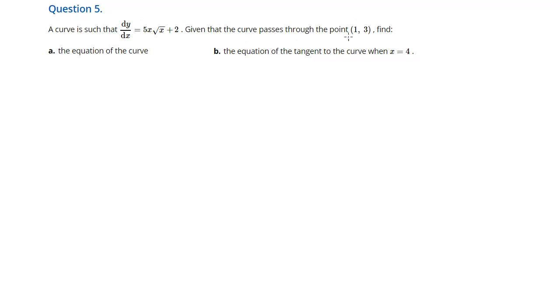In problem number 5, we've got a derivative, 5x square root of x plus 2. It passes through the point (1, 3), and they want us to write the equation of the curve. All right, this seems pretty straightforward. We've got the derivative here.